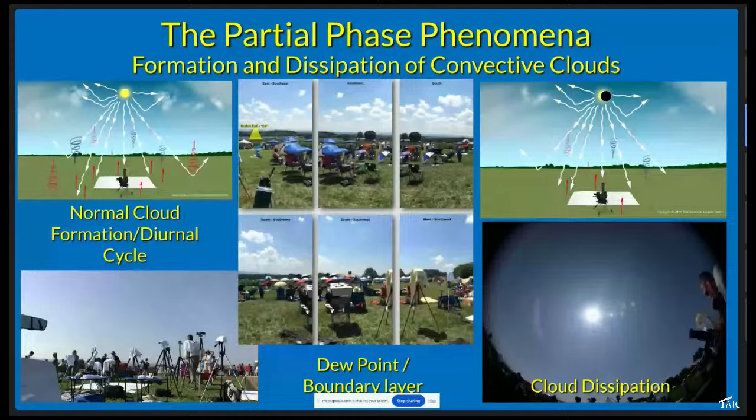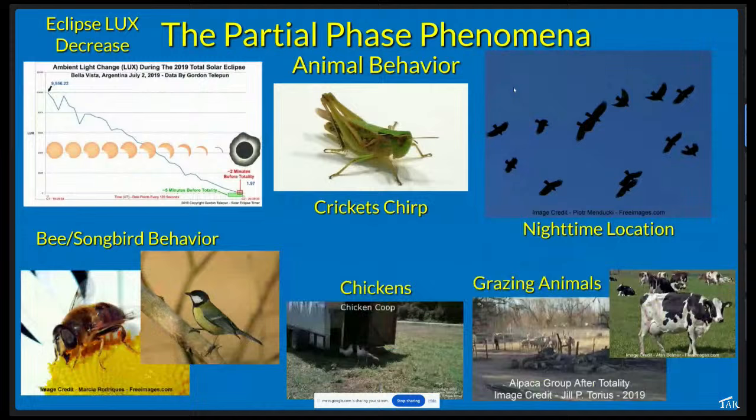And these convective clouds are reliant on this persistent supply of moisture. So about 10 or 15 minutes before totality, these convective clouds will dissipate. They'll evaporate because they're not supplied with the moisture. I saw it in 2017, and it's amazing. Now, we're not talking about big rain clouds with gray bottoms. Those will not dissipate, but little convective clouds will.